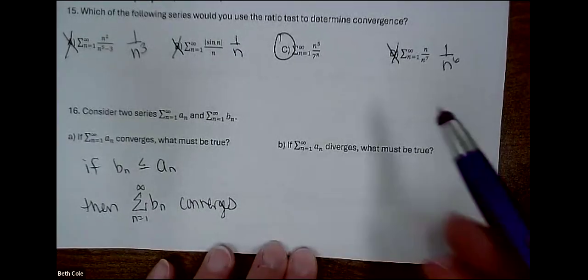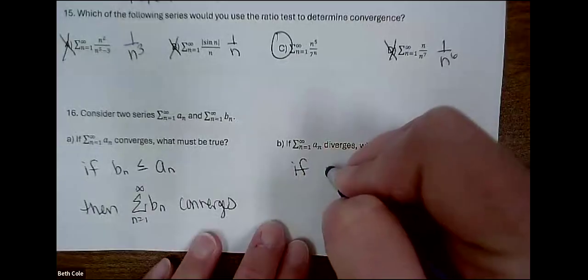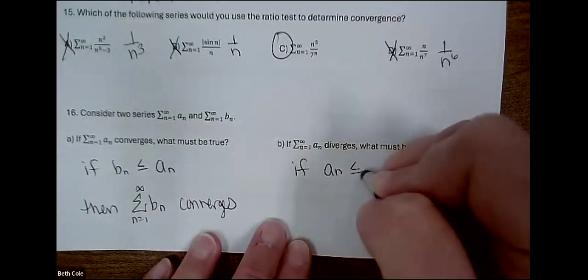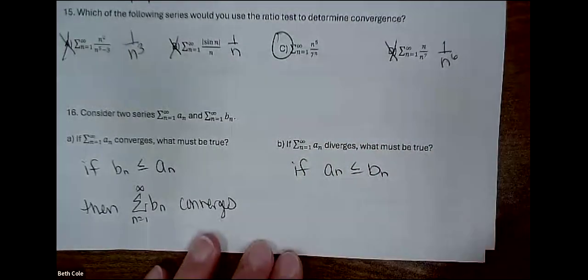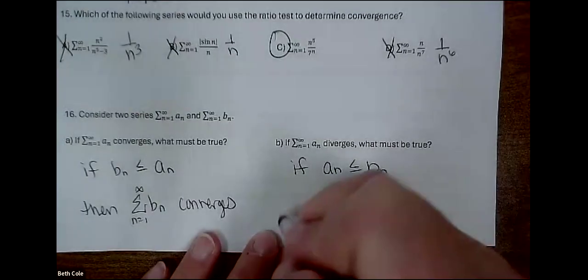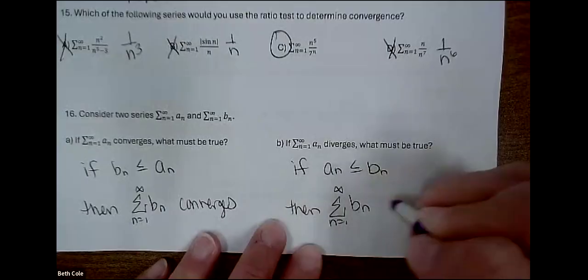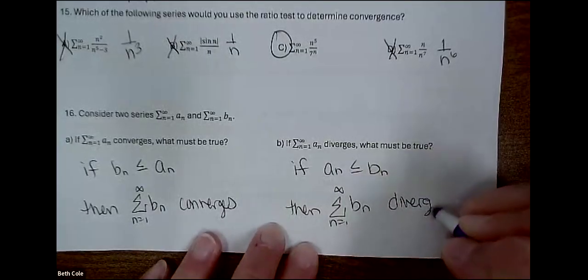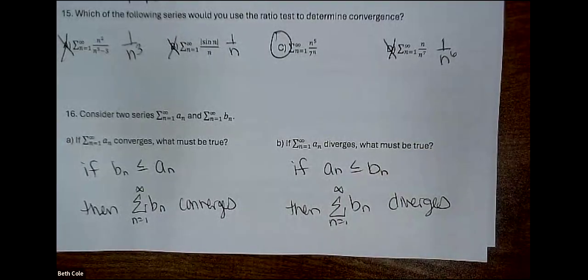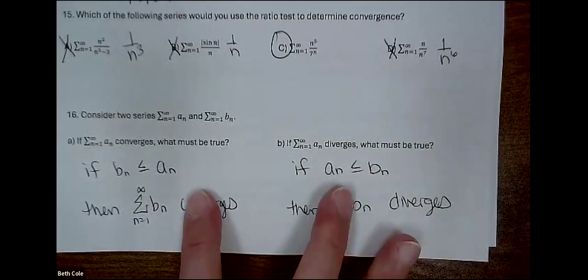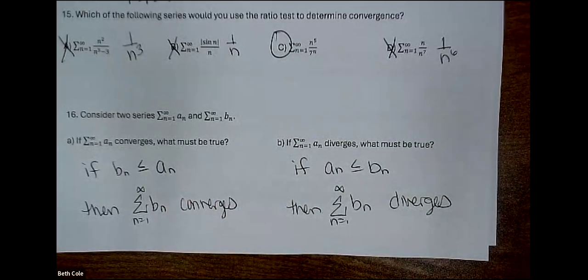So if A diverges, so we want this to be the other way around now. If A is smaller than B and A diverges, then B also diverges. So it depends on which one is smaller than which. And again, it's going to be written as multiple choice, and you'll read through your options and pick the one that's right.